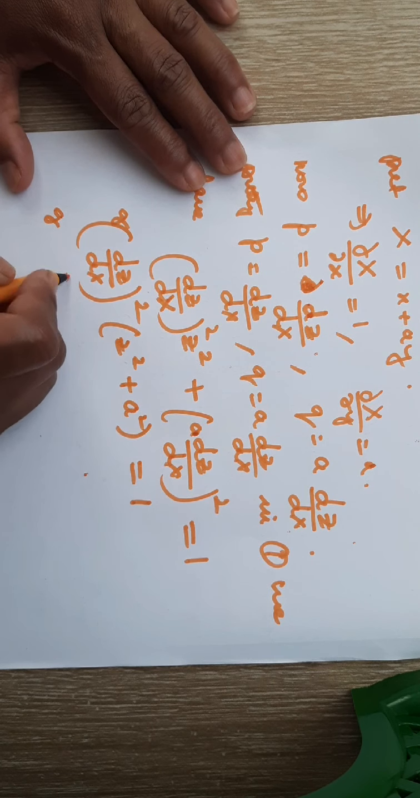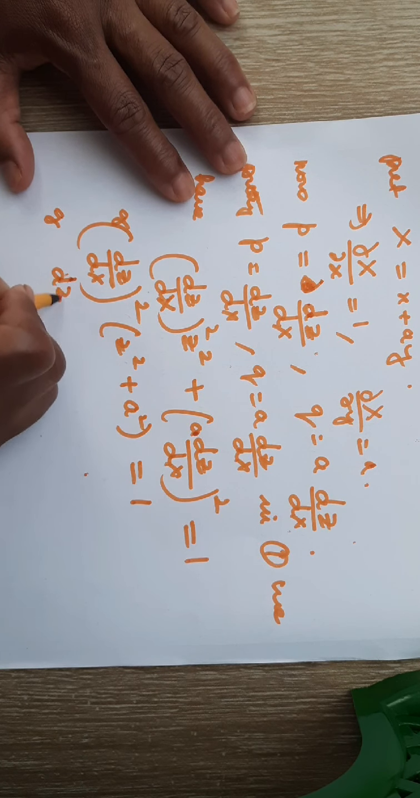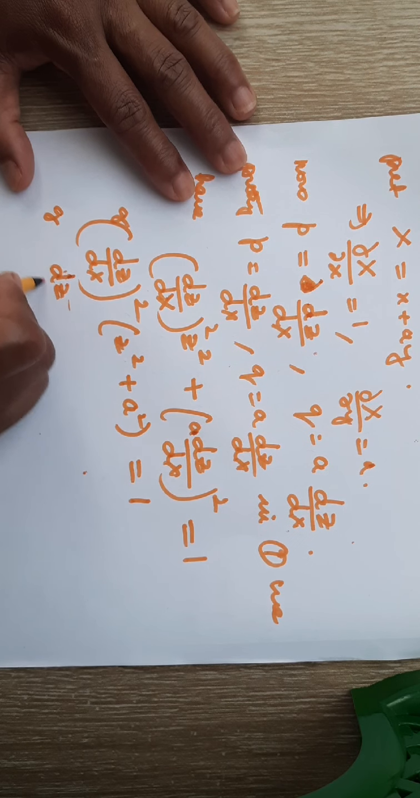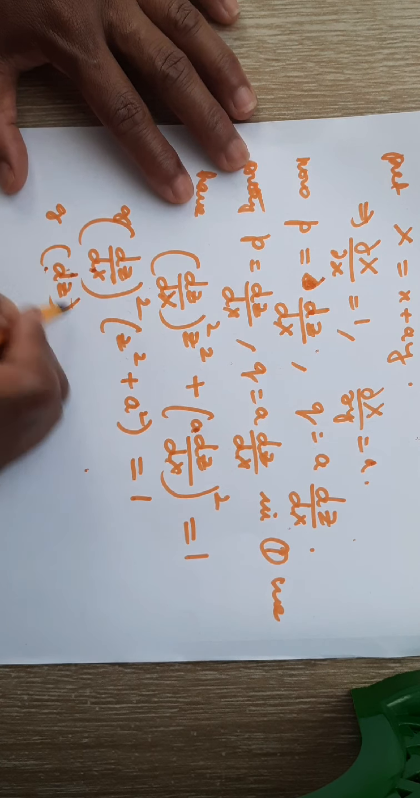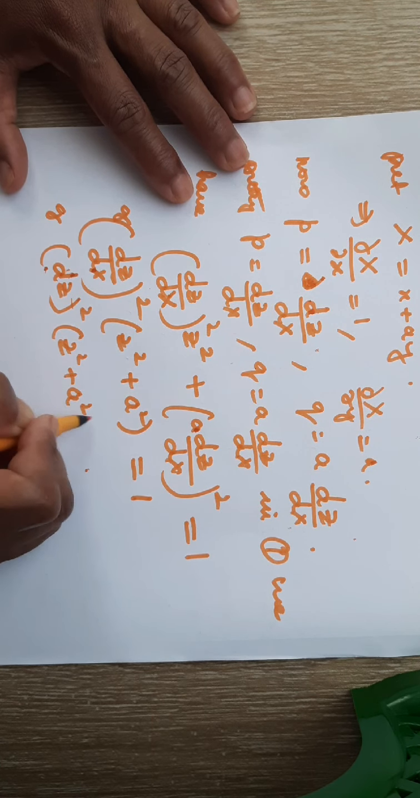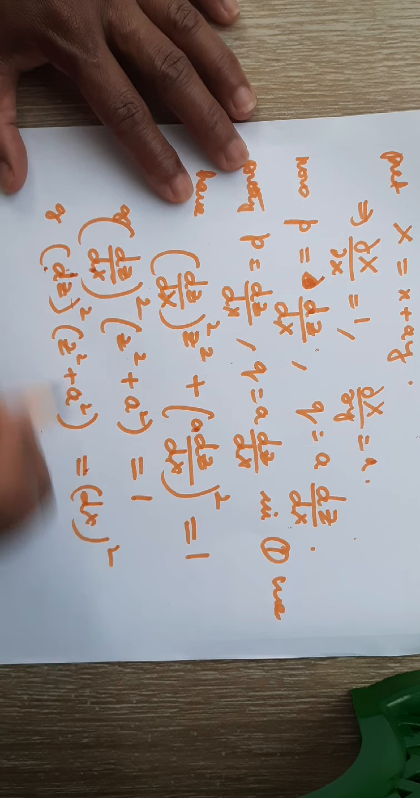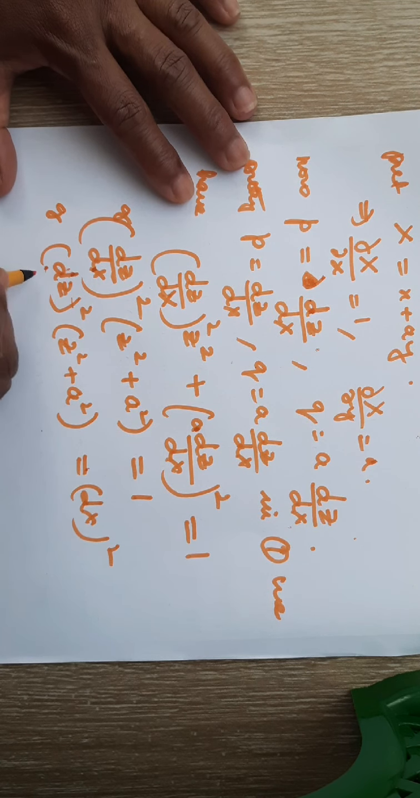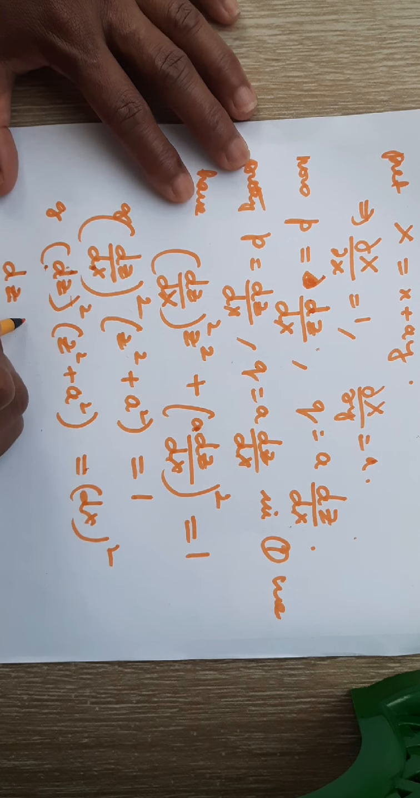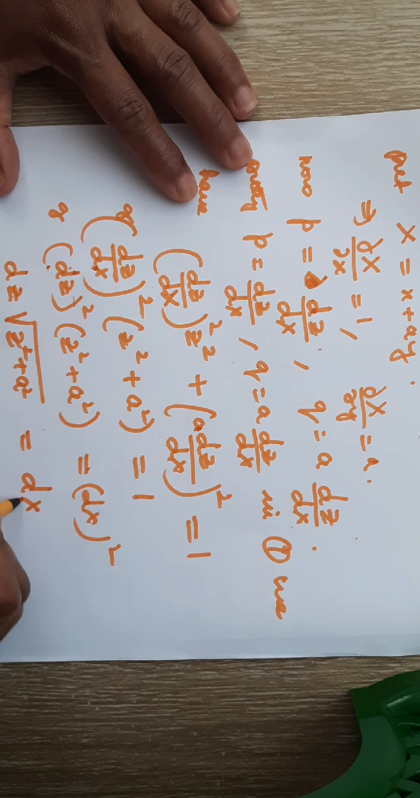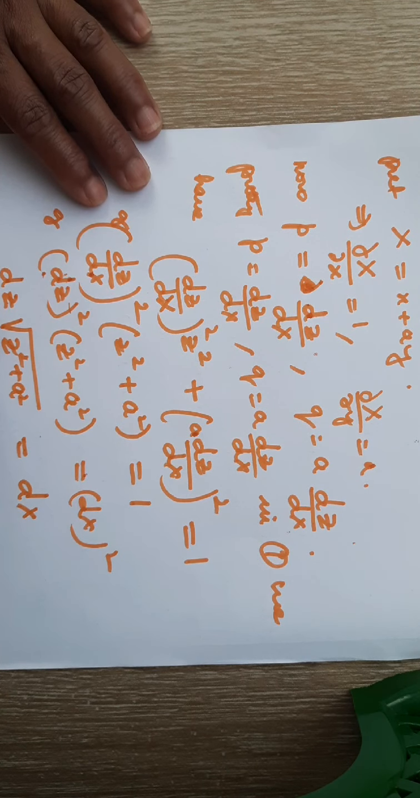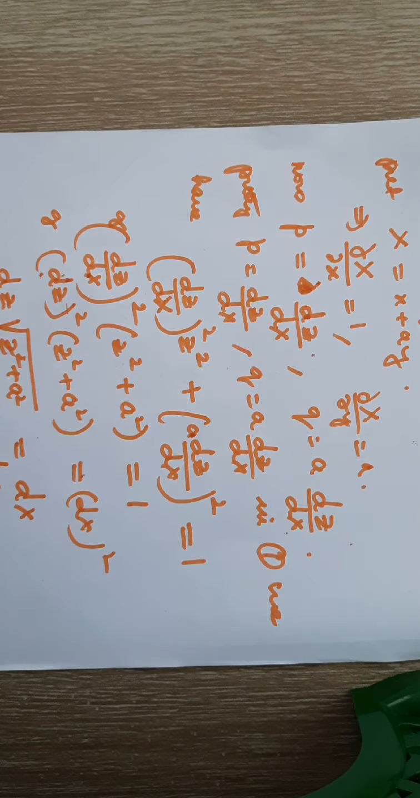Or, I can transfer this one to that side. So (dz/dX) the whole square into z squared plus a squared is equal to dX whole squared. So taking the positive square root of this one, then you'll get dz into square root of z squared plus a squared equal to dX. Or square root of z squared plus a squared dz is equal to dX, where the z variable has been separated and the X variable also has been separated.